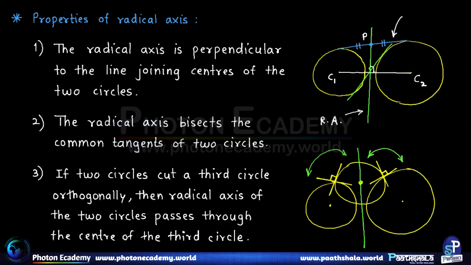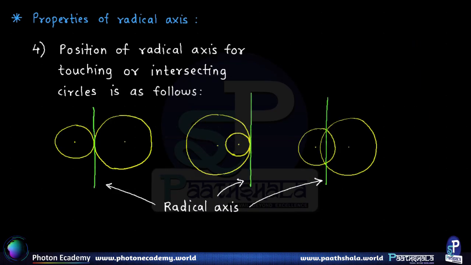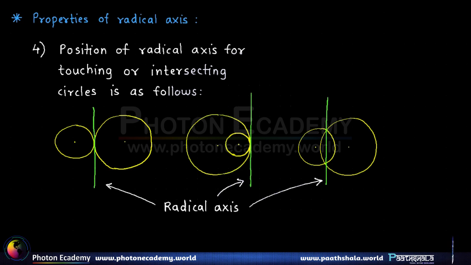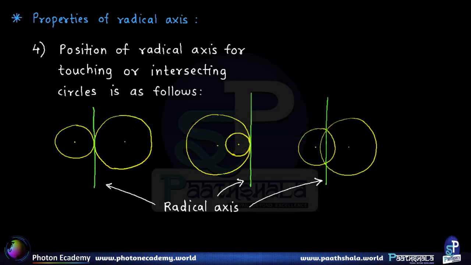Now there is one more property, with respect to the position of the radical axis in the case of touching circles or intersecting circles. If the two circles are touching each other externally, the radical axis is nothing but their transverse common tangent. In the case of internally touching circles, the radical axis is their single tangent, which is the direct common tangent. In the case of intersecting circles, the radical axis is their common chord, the chord that passes through the 2 points of intersection.